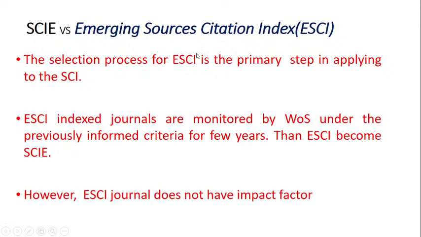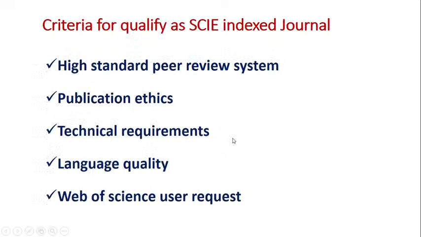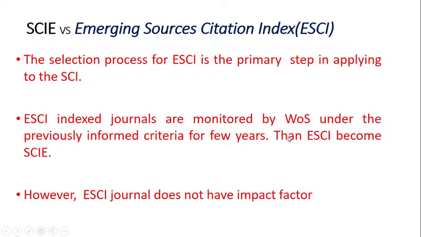In the ESCI category, the Emerging Sources Citation Index database, they maintain quality for a considerable duration, and only then is the journal considered for SCIE, right? So ESCI indexed journals are monitored by Web of Science under the previously informed criteria for a few years. Then ESCI becomes SCIE. Okay, they are carefully monitoring. So getting Web of Science indexing is not that easy. ESCI indexing is required as the primary indexing. If they maintain good quality for many years, then only will it be promoted to SCIE.